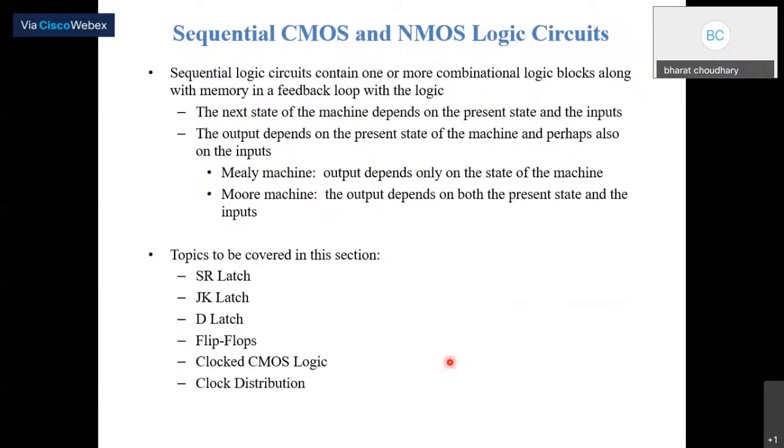Now we have already discussed the combinational gates. Now we are moving towards sequential logic, sequential CMOS and NMOS logic circuits. Sequential logic circuits contain one or more combinational logic blocks along with memory in a feedback loop. Basically, a sequential circuit differs from a combinational circuit because it uses an additional element called memory.